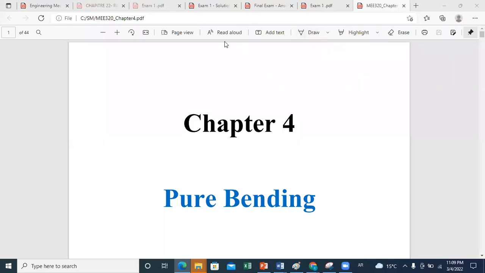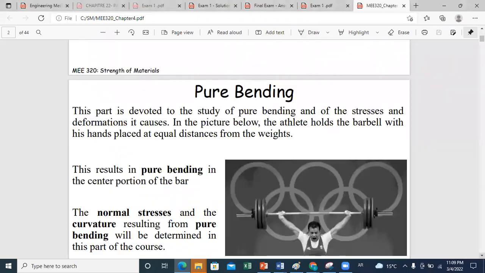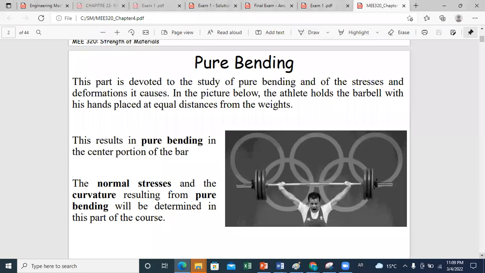In this chapter, we will introduce pure bending. When we talk about pure bending, we consider that whenever we do a section for a certain material, along this section, it will only undergo a bending moment. So this part of the course will be devoted to the study of pure bending and of the stresses and deformation it causes.